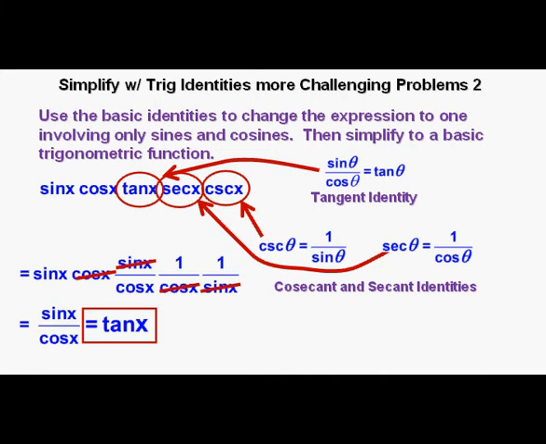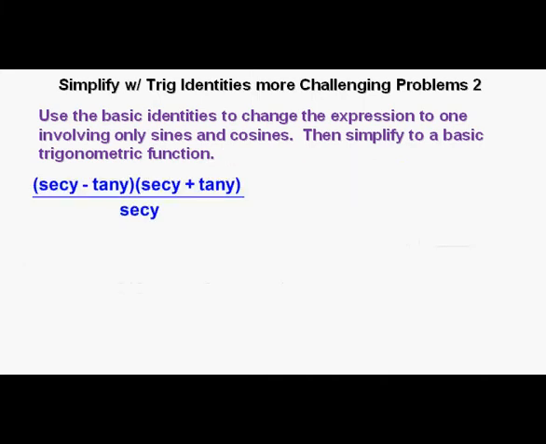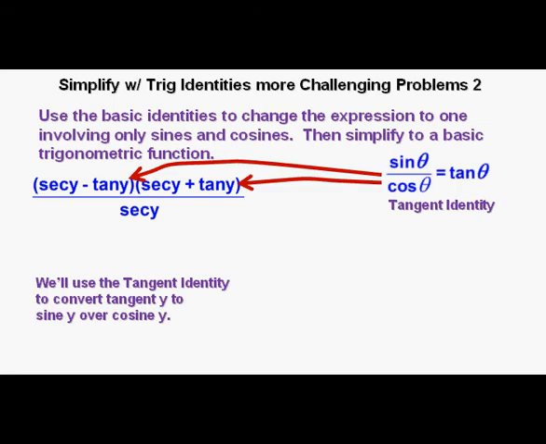Oops. Next problem. Use the basic identities to change the expression to one involving only sines and cosines, then simplify to a basic trigonometric function. And we have the expression quantity secant y minus tangent y times quantity secant y plus tangent y over secant y.